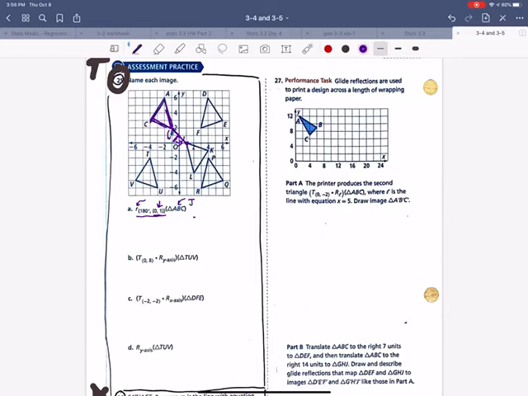Now let's find out where A would end up. So A, I'm going to draw a line between that point of rotation and A, and I'm going to spin that 90 and then that 90 again, counterclockwise, and I end up at L. So A ends up at L. So that would be L.